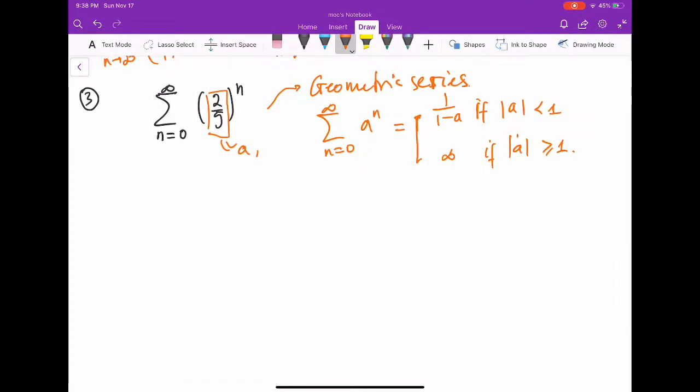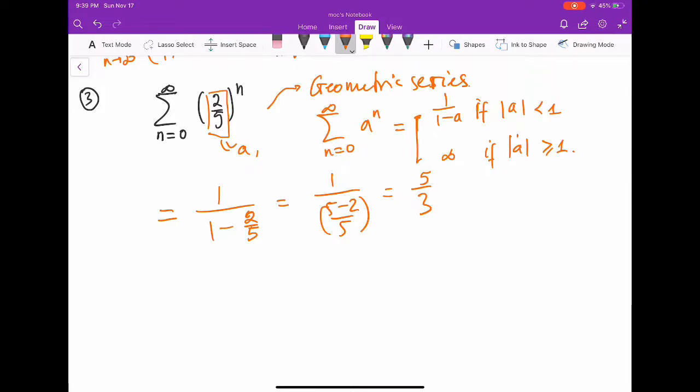Since in this situation a is equal to 2/5, so a is less than 1, this series, of course, converges, and we can find the sum by this formula. The sum is 1 over 1 minus 2/5, which is 1 over 3/5, and that is 5/3. So we are done with this problem. This is pretty easy, but you have to recognize the geometric series and remember the formula.